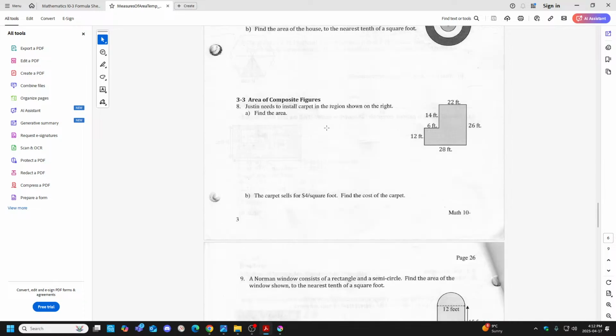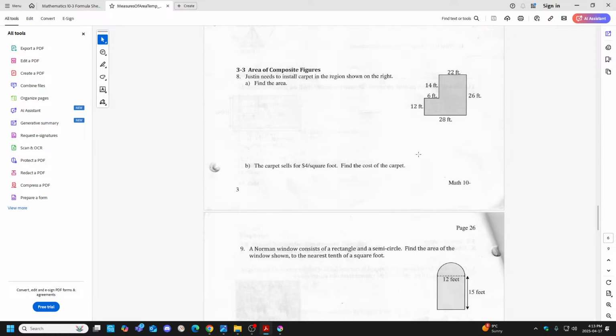Okay, composite figures, guys. This is easy peasy stuff too. Really, it's just two shapes. Break it down. Do area 1, do area 2. Total area is going to be area 1 plus area 2. Then your answer is going to be in square feet, and the carpet sells for $4 per square foot. You figure out how much carpet is needed, and then it's straight multiplication, guys.